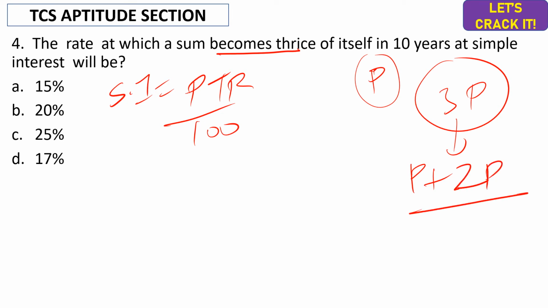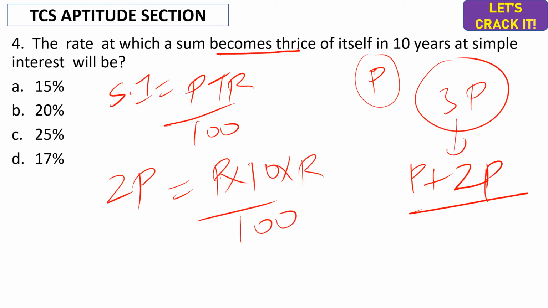So interest is 2P. This is fine, right? Now I need to substitute 2P in the place of interest. 2P is equal to P into time, 10 years, into R by 100. So P gets cancelled. 10R by 100 is equal to 2. R is equal to 200 by 10, which is 20. Option B is the correct answer.